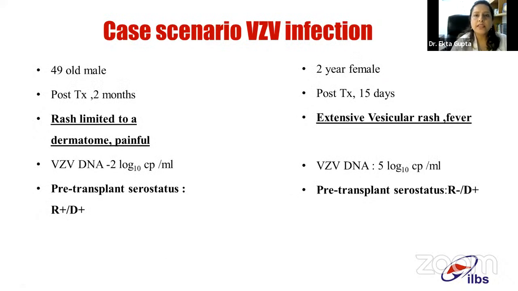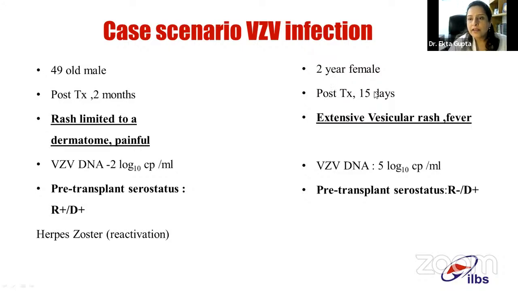Here, I would just like to present two case scenarios of varicella zoster infection. This is a 49-year-old man who, 2 months after a transplant, got a rash limited to a dermatome, a painful rash. The DNA was requested and blood DNA showed the presence of VZV. On serostatus, the recipient was R positive and the donor was also R positive. So this is a case of herpes zoster, only reactivation. An elderly person, typical dermatomal; even if you had not done the testing, you could have concluded it was because of reactivation. Normally a follow-up is done, or they sometimes give immunoglobulins and acyclovir and control this infection.